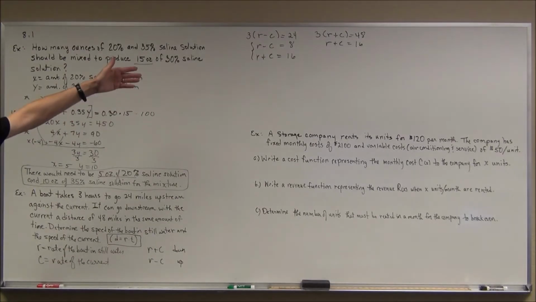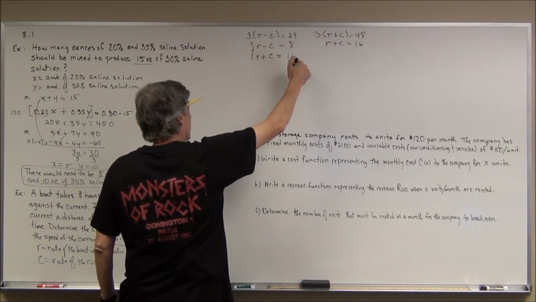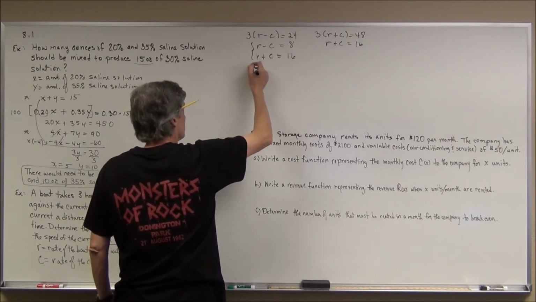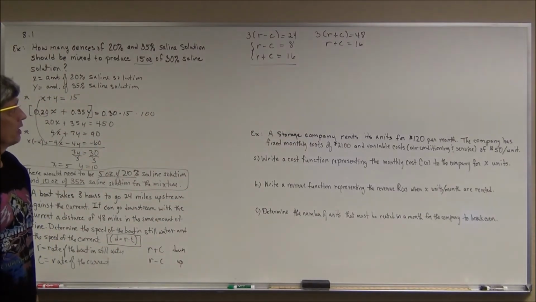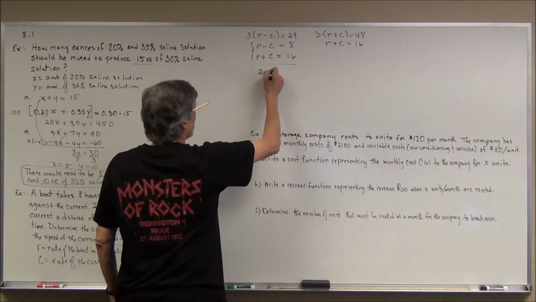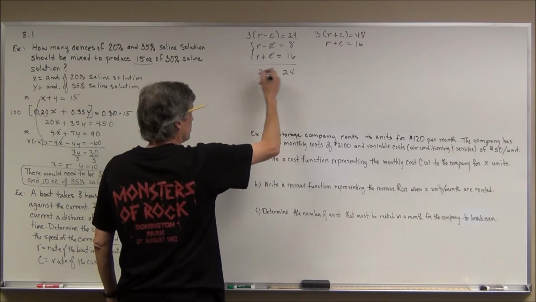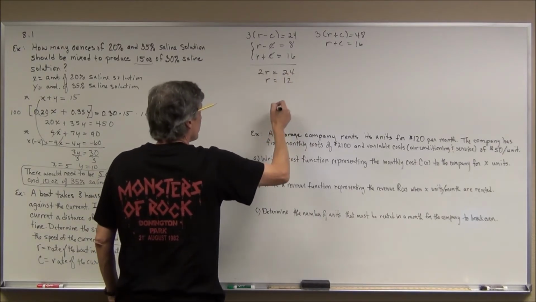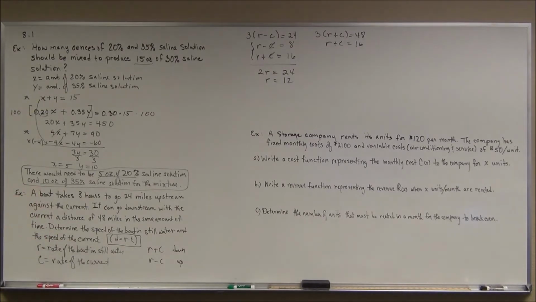Well, this one is definitely set up for the addition method because I've got the R's lined up, the C's lined up, the equal signs, the constants, and look, it's minus C and a plus C. So if I add, I don't even have to multiply through either one of the equations by a constant. I would get 2R is equal to 24, the C's would cancel. So if I divide by 2, I would get 12. So the rate in still water appears to be 12, and this is in miles per hour.